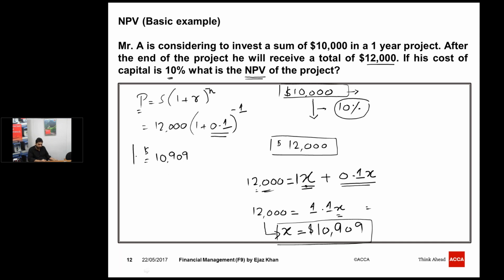Now, the present value of the $12,000 to ensure a 10% return is $10,909. Mr. A should not invest more than $10,909 if he intends to generate a 10% return on this investment. Now, this is what he's supposed to invest, and what he is required to invest in this project is 10,000 US dollars.